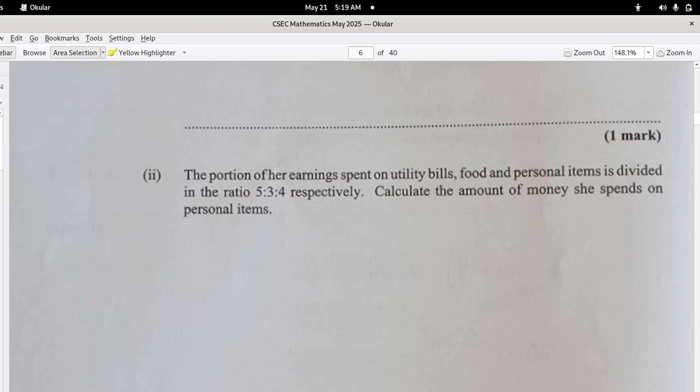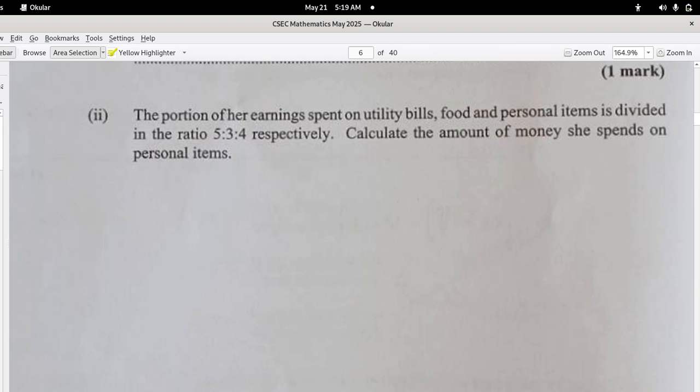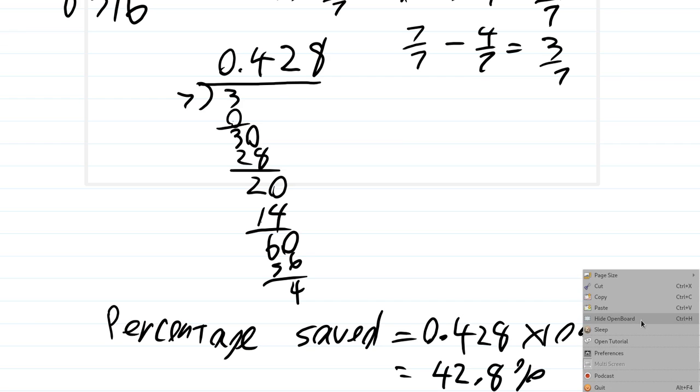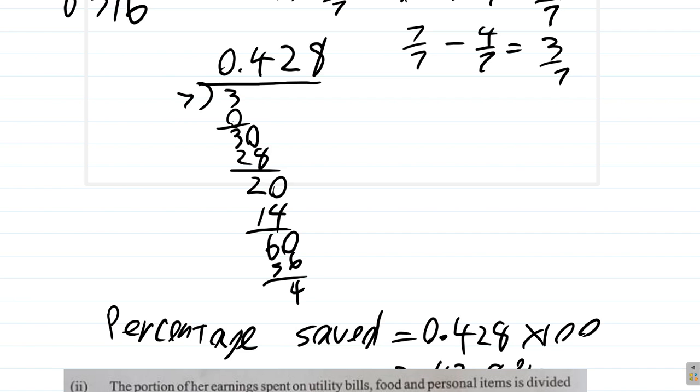Here now, what they say is that the portion of her earnings spent on utility bill, food, and personal items is divided into the ratio of 5 to 3 to 4 respectively. Respectively means in the same order that they were mentioned. So it's 5 on utility bills, 3 on food, and 4 on personal items. Calculate the amount of money she spends on personal items. Let's copy this and paste it over here.